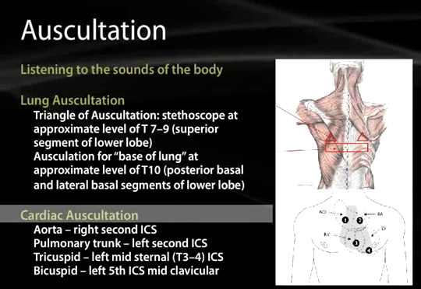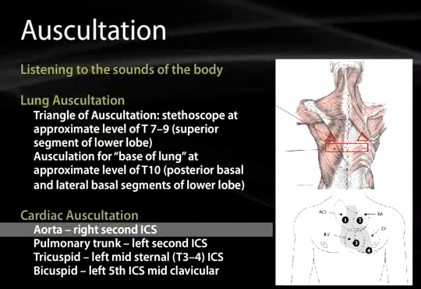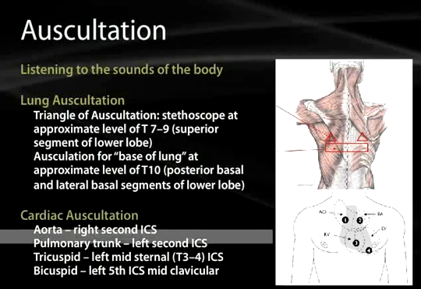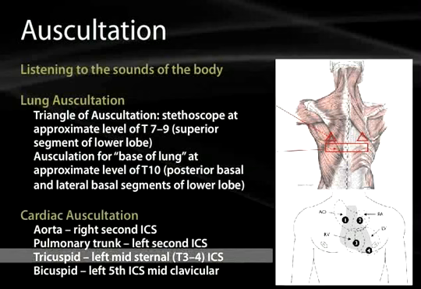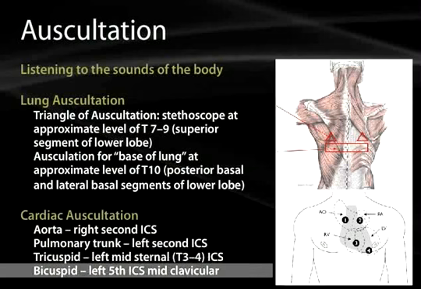For cardiac auscultation, there are 4 areas that you want to be aware of. First is the right 2nd intercostal space, where you'll hear the aortic valve. Second is the left 2nd intercostal space, where you'll hear the pulmonary trunk. And then the atrioventricular valves can be heard at the left mid-sternal at T3-4 intercostal space, and the bicuspid being heard at the left fifth intercostal space at the midclavicular line.